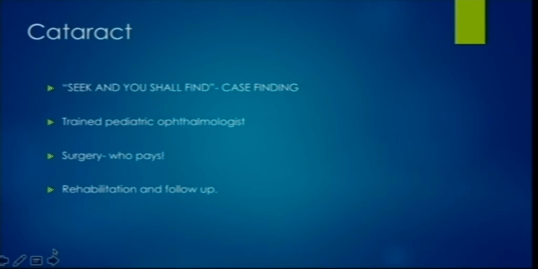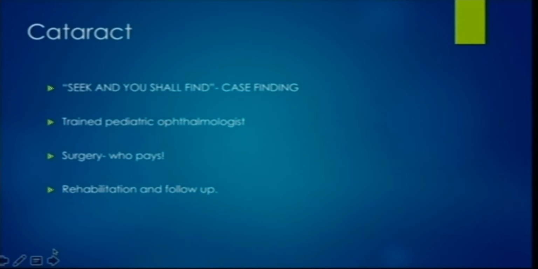The next, cataract. With corneal blindness going on reducing with vitamin A supplementation and measles vaccination, the most important and upcoming cause is basically cataract blindness. Somebody said, seek and you shall find. That is case finding. Find the case. That is where the major problem and the demand disparity in cataract lies.